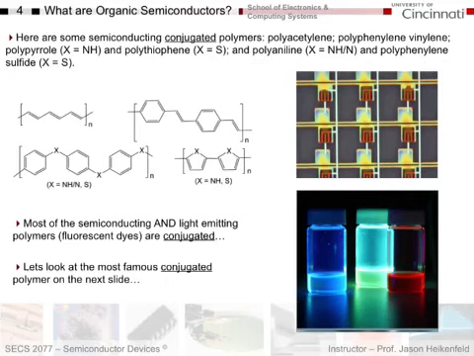So here's some of the more famous conjugated polymers: polyacetylene, polyphenylene vinylene, polythiophenylene, polyaniline. There's a bunch of them, and you'll notice that you see all these alternating double and single bonds. Furthermore, if you look at most fluorescent organic materials, such as fluorescent dyes, they are also conjugated. So we'll come back to that a little bit later as well. Let's look at the most famous conjugated polymer on the next slide.